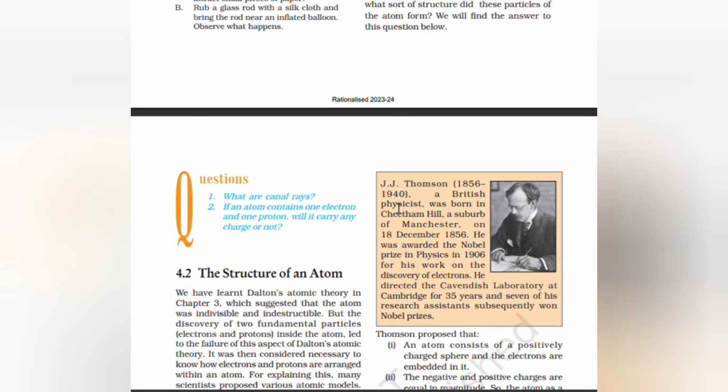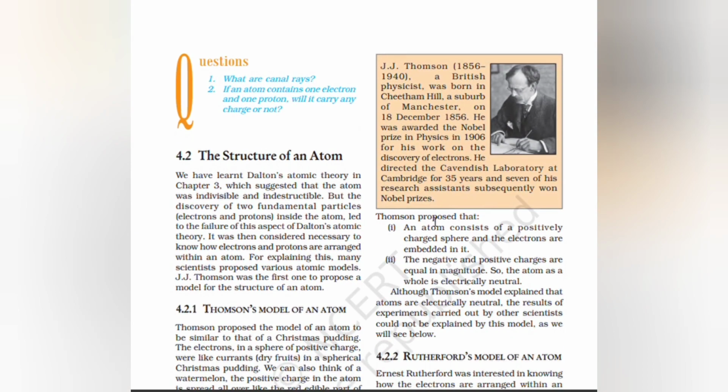J. J. Thomson, a British physicist, was born in Cheetham Hill, a suburb of Manchester, on 18th December 1856. He was awarded the Nobel Prize in Physics in 1906 for his work on the discovery of electrons. He directed the Cavendish Laboratory at Cambridge for 35 years, and 7 of his research assistants subsequently won Nobel Prizes.